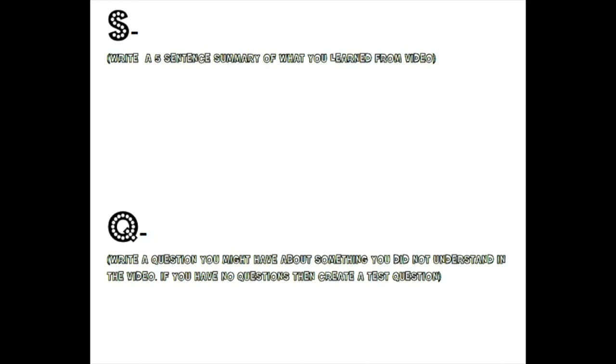Once you're comfortable, please fill out the S and Q sections of your WISC worksheet. In the S section, please write a 5-sentence summary of what you learned from the video. In the Q section, write a question that you might still have about what you were learning in the video. If you don't have any questions, you will create a test question for your classmates. Be sure to complete your assignment on time and turn it in by the due date.